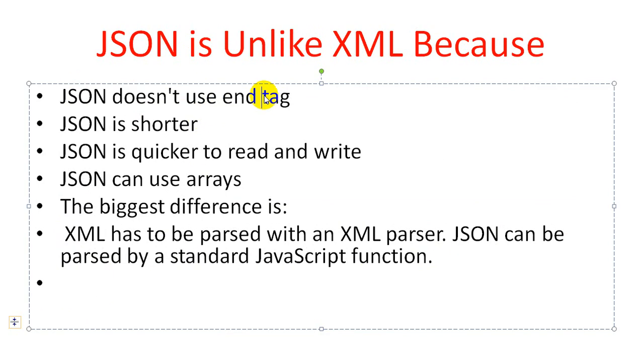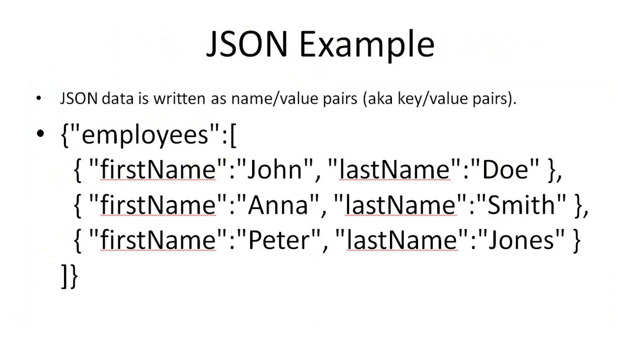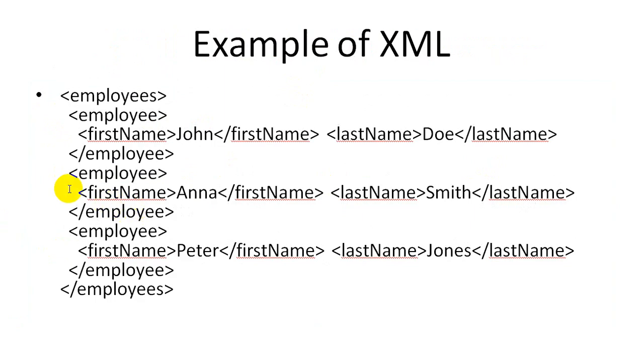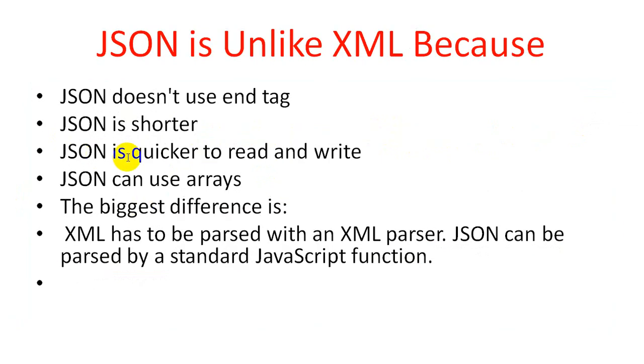JSON doesn't use an end tag. As you can see, they don't work with tags. JSON is shorter, as you can see. Let me open the same example. If you have more, then look at the difference. You write many words or much code. If you count, you write first name and last name two times. As you can see, employees. But JSON is shorter, as you can see. JSON is quicker to read and write.